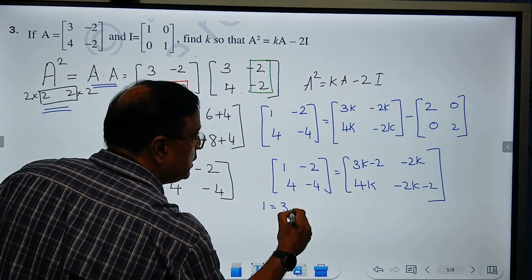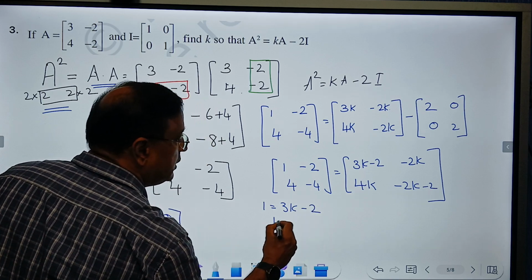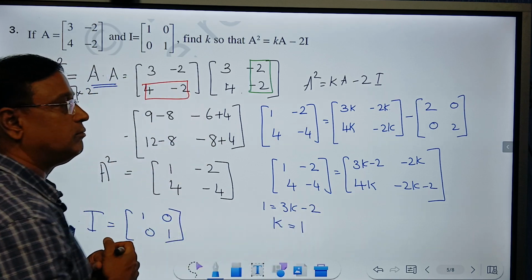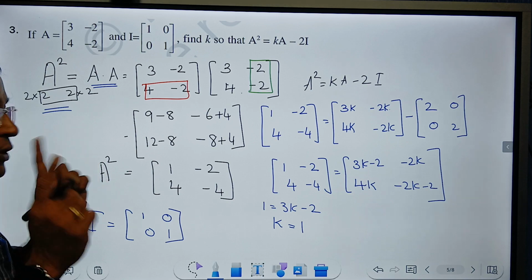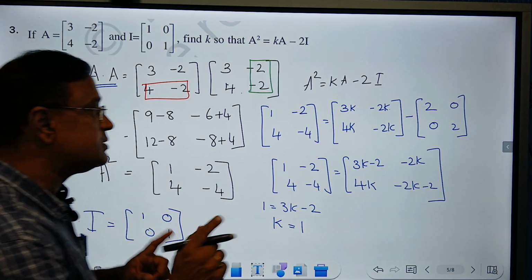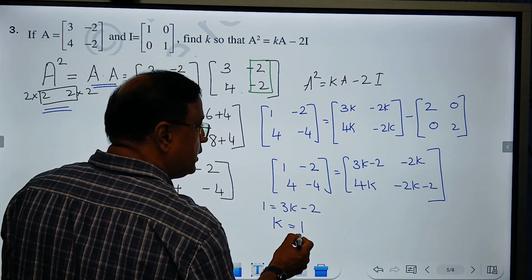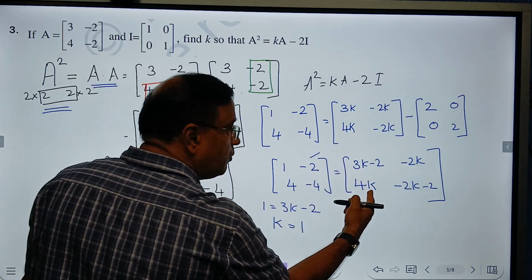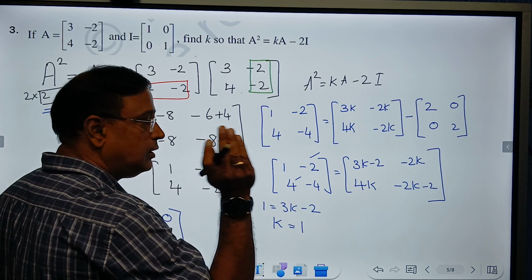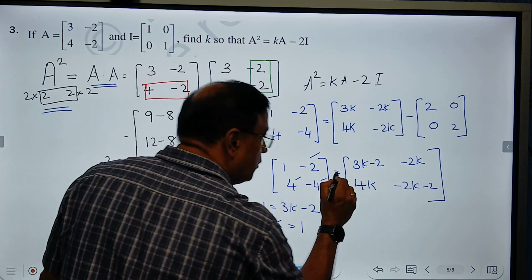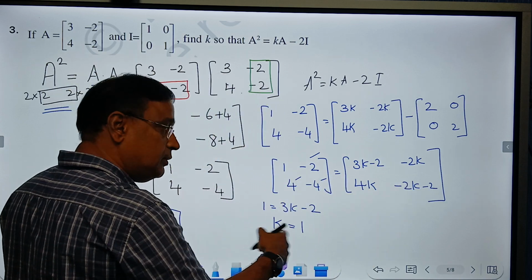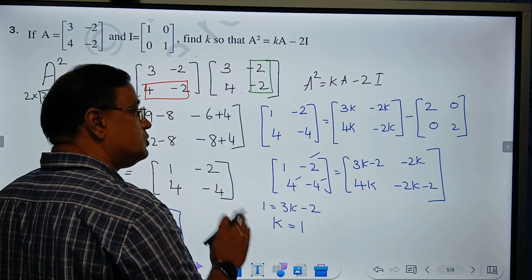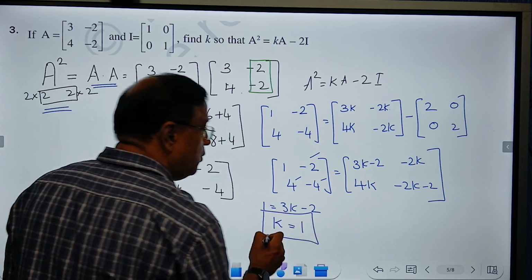What is equality of two matrices? 1 equal to 3K minus 2. So K equal to 1. Mentally cross check whether you get K equal to 1 for all other things. Or you can substitute K equal to 1 here. What do you get? Minus 2. Perfect. Put K equal to 1. You get 4. Yes, correct. Put K equal to 1. Minus 4. If it doesn't come, then this is not the correct answer. So the answer is K equal to 1.